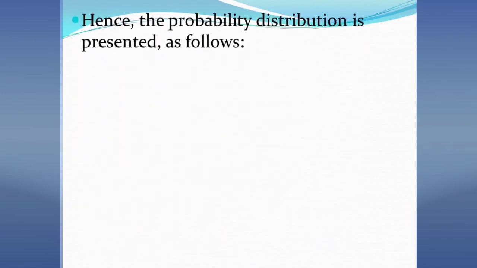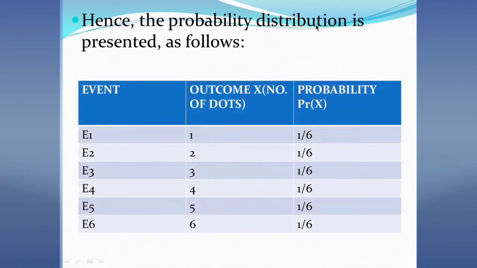Okay. So, hence, the probability distribution is presented as follows. So, ito na po siya. So, for event natin, so first, 1, 2, 3, 4, 5, 6. Ito na po yung result or possible total number of outcomes if single die. And outcomes, x number of that. So, 1, 2, 3, 4, 5, 6. Then, for our probability is, lahat po siya 1/6. Okay? So, ayan na po yung probability distribution, yung sa table natin.